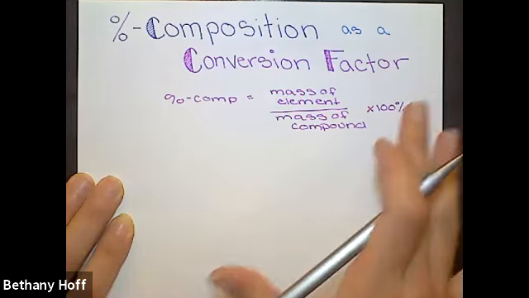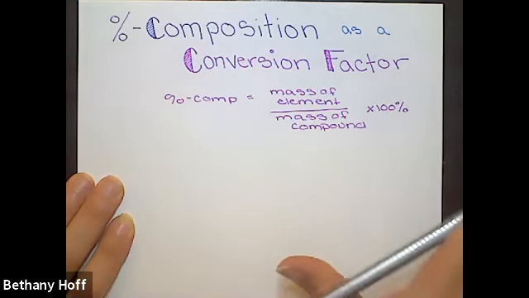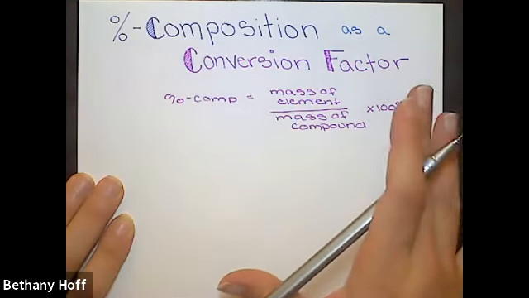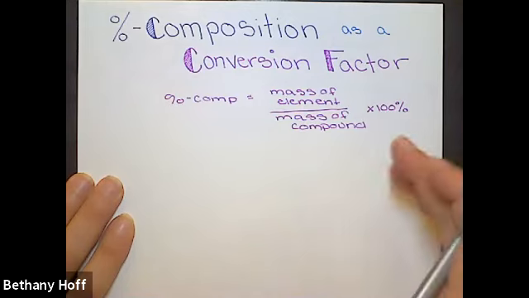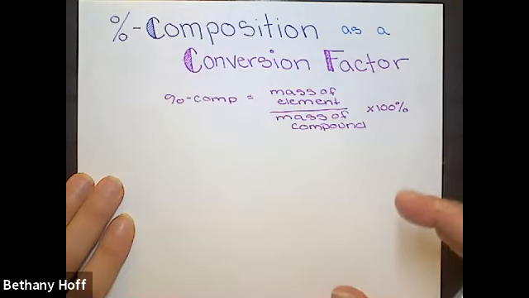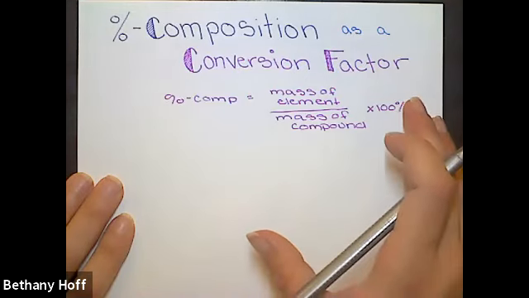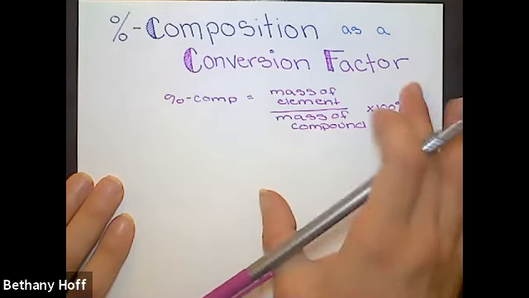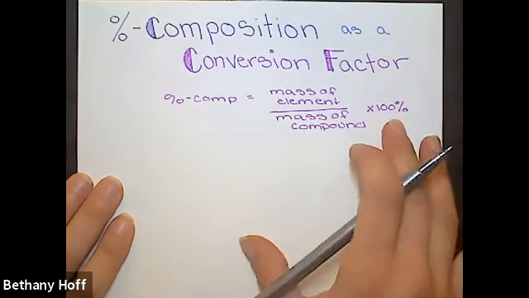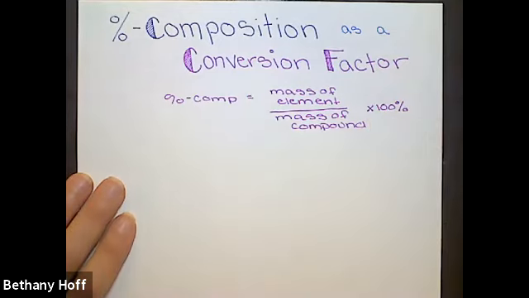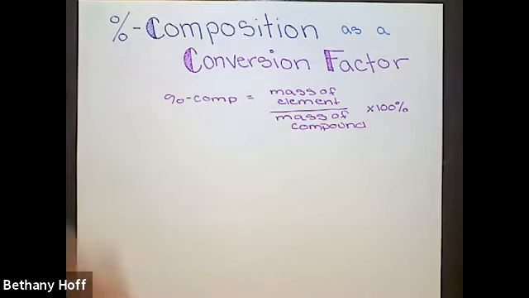And so this was our equation, and we calculated a bunch of different compounds. We looked at water, we calculated the percent of hydrogen and oxygen, and we calculated a couple other compounds as well. So what we're going to do is use our percent composition as a conversion factor. So here are a couple ideas that we are going to be looking at.